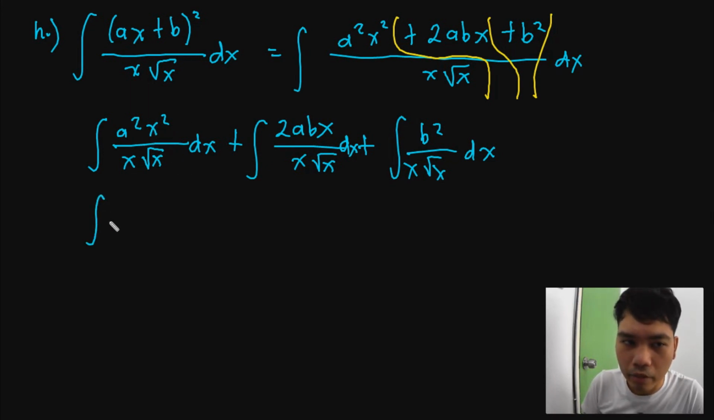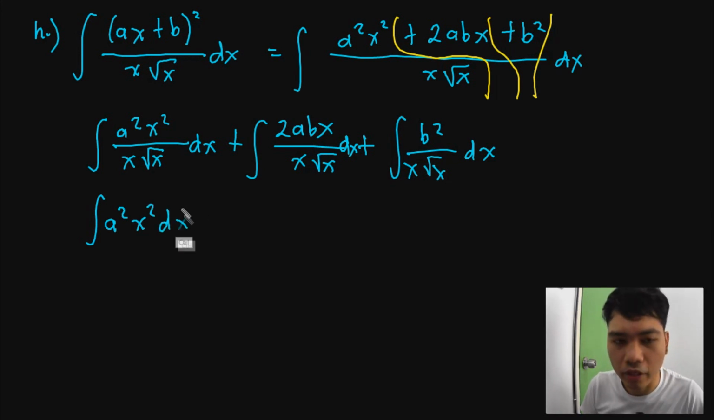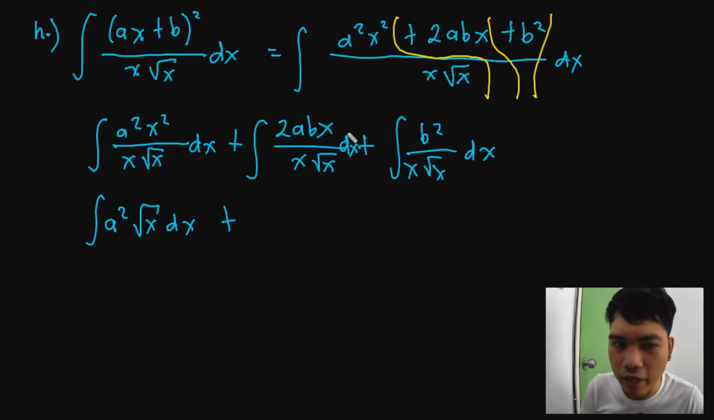So, this one becomes a squared x squared dx. Okay, x squared, sorry. This one becomes a squared square root of x dx. Okay? And then plus, if you try to rationalize this one, this one becomes square root of x, and then this one is x squared. This leaves you the square root of x over x, which we know is raised to negative 1 half. So in this case, we have 2ab and then x raised to negative 1 half dx.